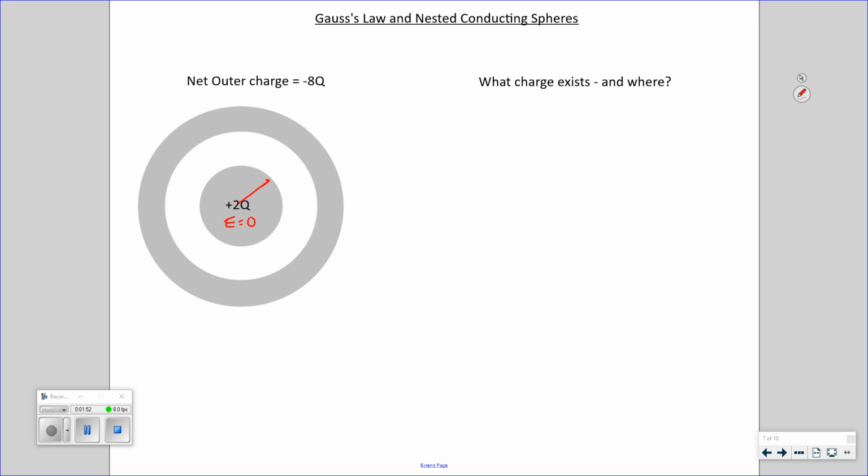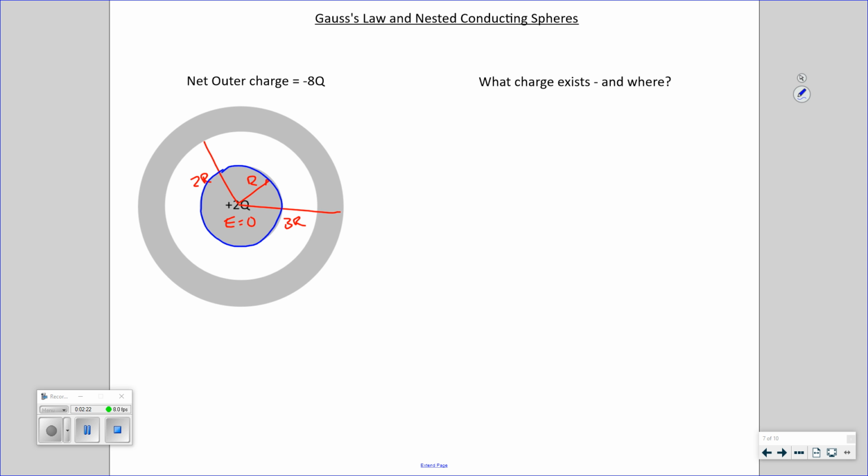Let's define the following. This inner conductor has radius r. This outer conductor has an inner radius 2r and an outer radius 3r. So we can definitively say that the field everywhere inside this inner sphere is 0, and that the charge all exists on the surface.